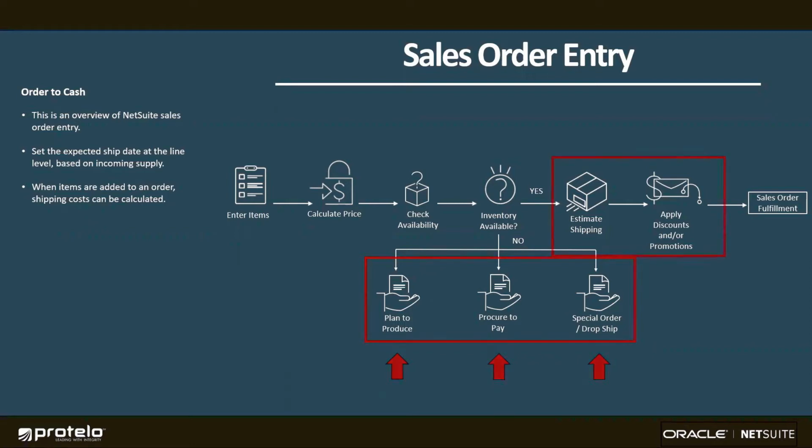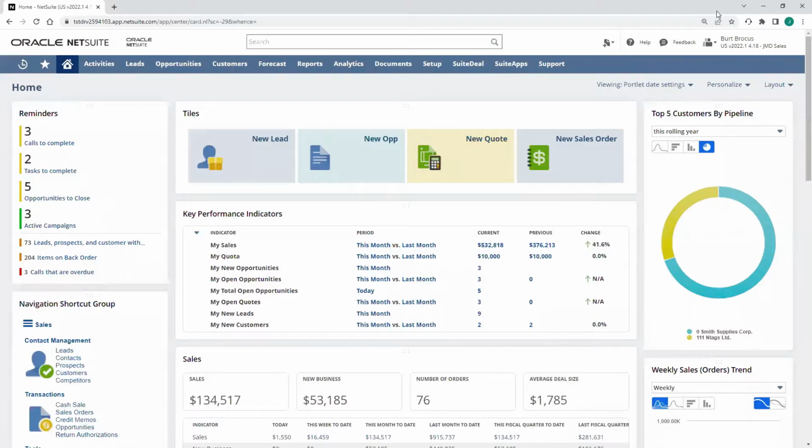If inventory is available, then the system will provide a shipping estimate using native UPS, USPS, and FedEx shipping integration. We can also at this time apply discounts or promotions and then save the order, which generates a fulfillment notification in our warehouse. That fulfillment process will be the topic of our next video. All right, let's jump into the system.